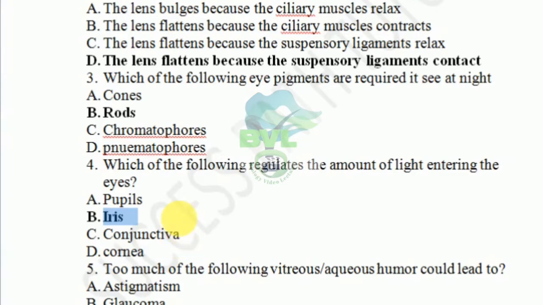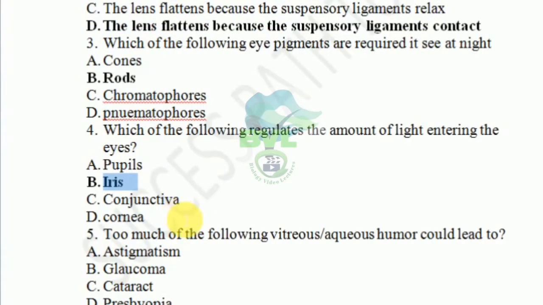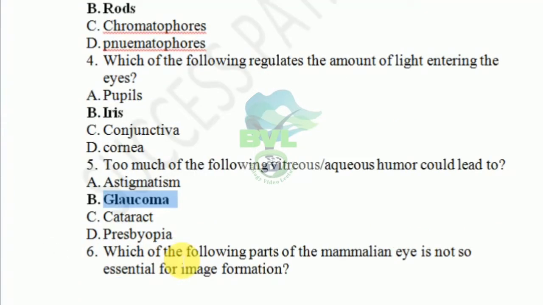Alright? Too much of the following, vitreous humor or aqueous humor, could lead to which of the following diseases? That will lead to glaucoma. Glaucoma is a disease whereby there is an increase in intraocular pressure. The pressure within the eyes is so much because the fluid in the eyes is too much. And those fluids are aqueous and vitreous humor.